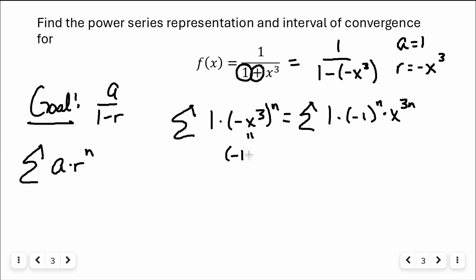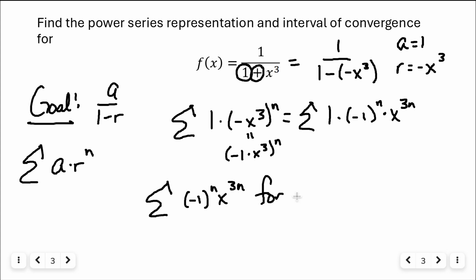Again, this is negative 1 times x cubed to the n power. I can distribute the n power to both, and I'd get this alternating series now, negative 1 to the n, x to the 3n. And that's my series. It's the sum of negative 1 to the n, x to the 3n.